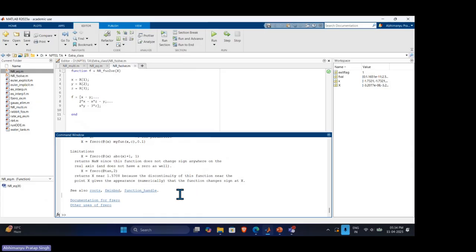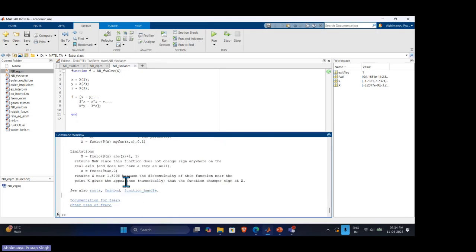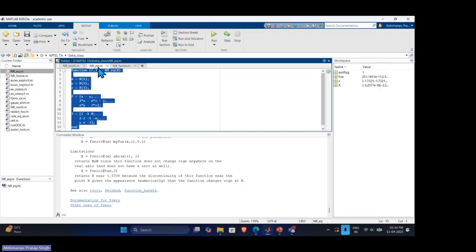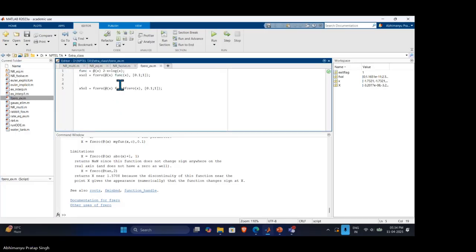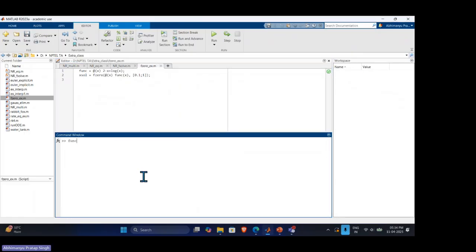So here we also need to give a function handle and the initial guess. But we cannot solve this function using fzero because it's multivariable. I think I have a function somewhere. Yeah. So we can try to solve this function, 2 - x + log x. Because of this log x, this function is also nonlinear. Okay, so we'll create this function.